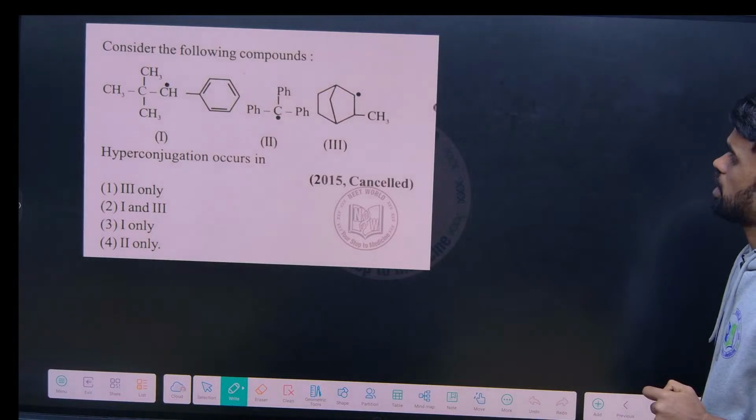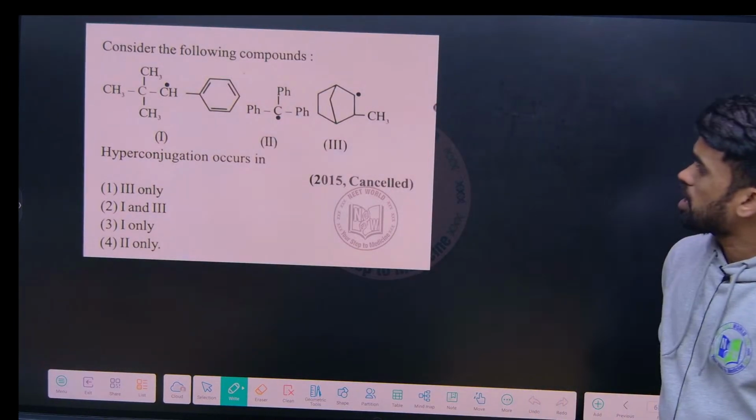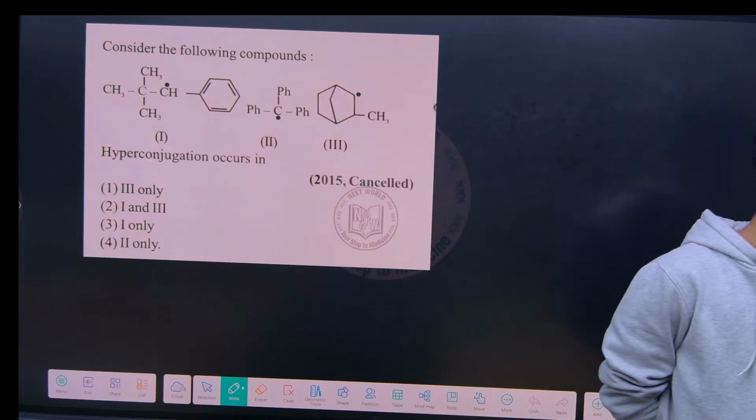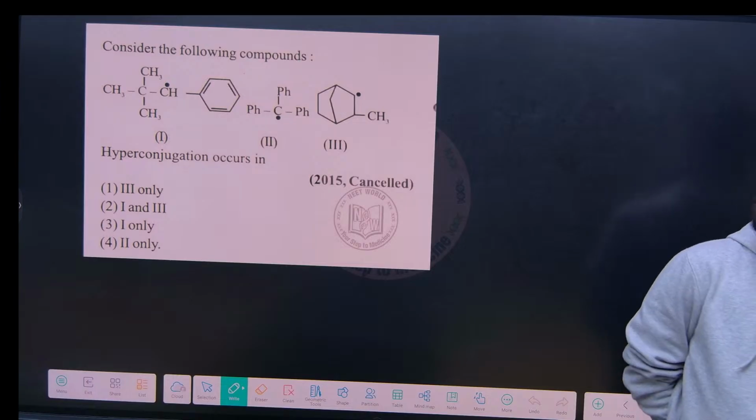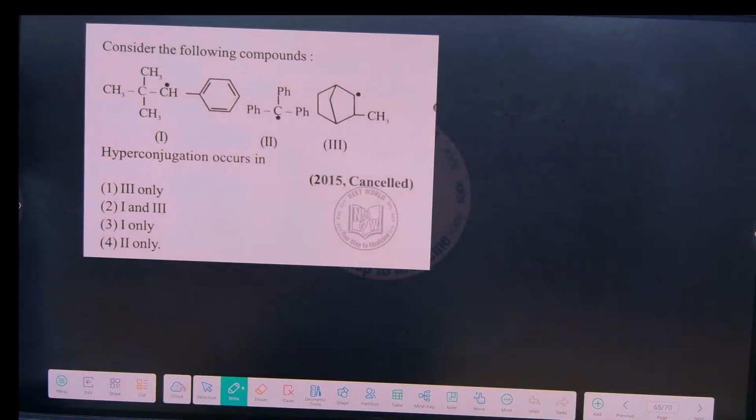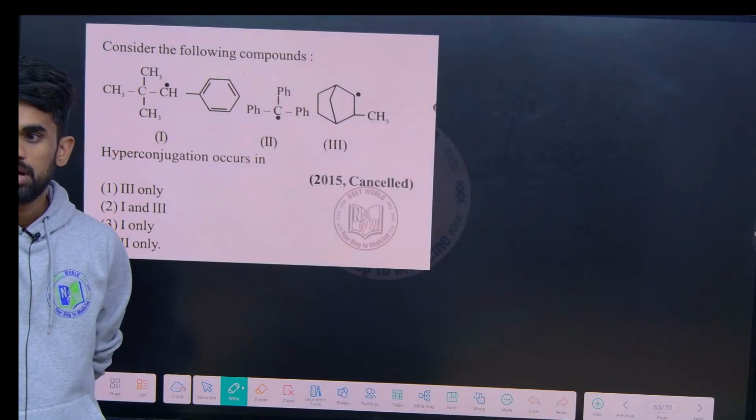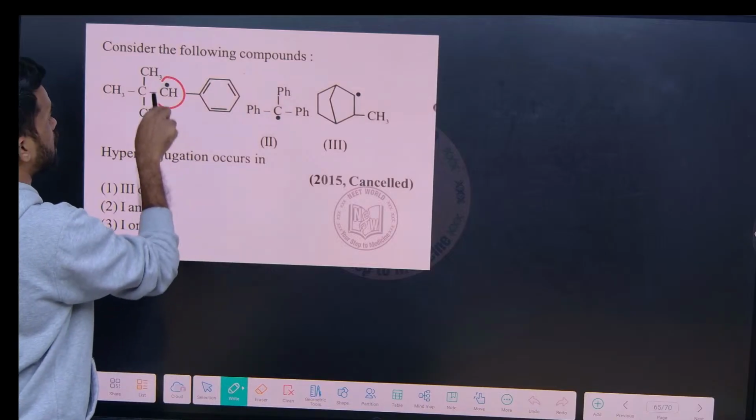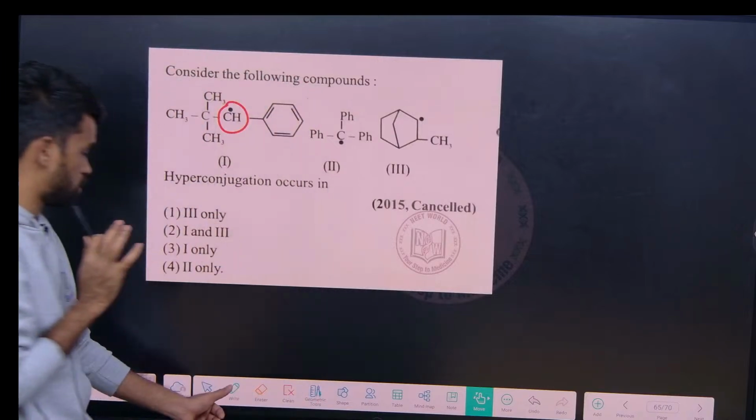Answer me this question, again important. This is from NEET. Hyperconjugation occurred in which options? In which options is hyperconjugation possible? See, what is the primary criterion for hyperconjugation? Alpha hydrogen should be there. So to this free radical, check whether alpha hydrogens are present or not. If present, where? If not, no hyperconjugation, no stability.